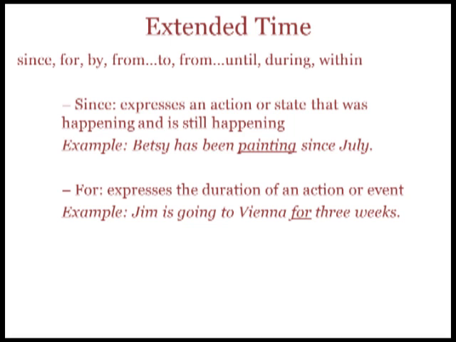"For" expresses the duration of an action or event. In this sentence, "Jim is going to Vienna for 3 weeks." Jim will be in Vienna for a time period of 3 weeks, so "for" is appropriate.